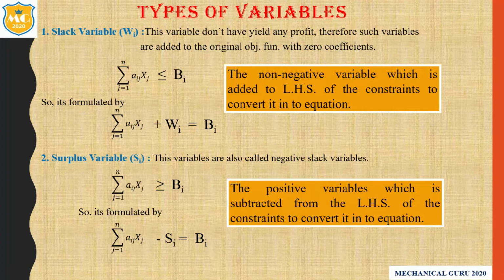And the third variable is the artificial variable, represented by ai. Artificial variables are basically required for finding the optimal solution. Now we will go to the example.